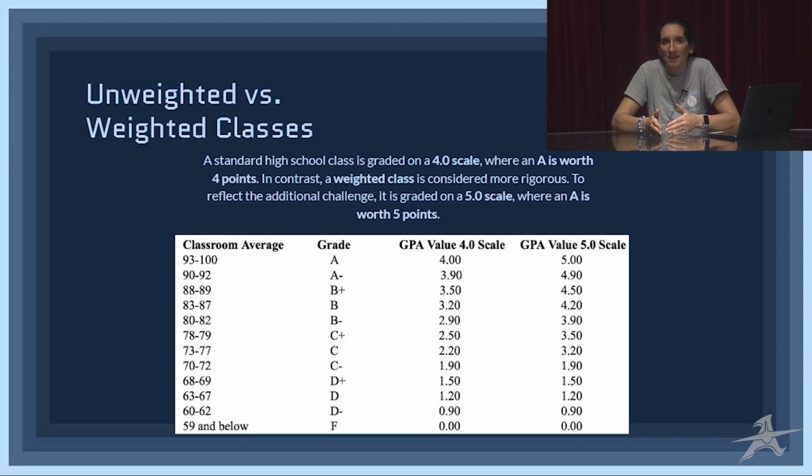Again, unweighted or non-weighted classes are going to be on a 4.0 scale, and weighted classes are going to be on a 5.0 scale. And that does look different. You can take a combination of both weighted and non-weighted, and as you'll see in the slide here, different letters, A, B, C, have different weights associated when we're looking at a 4.0 scale and a 5.0 scale.